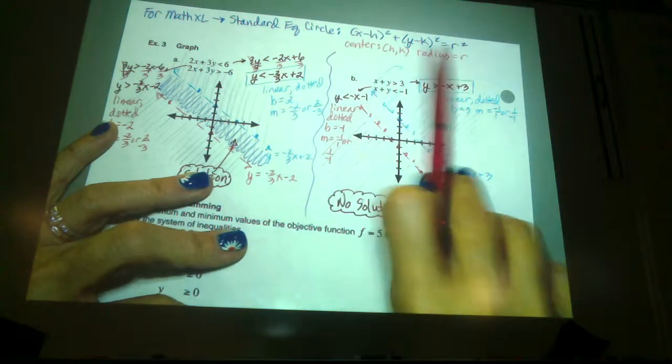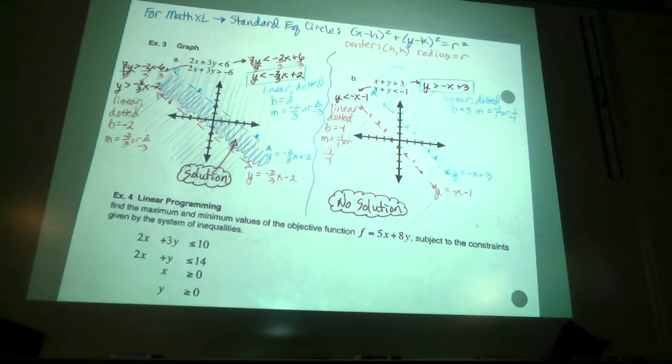So if the equation has both an x squared and a y squared, then you need to make sure it's in standard form before you graph it. So I'm going to give you an example of what that looks like, and then I'll make sure that I post these on the notes online. So can I show the examples?